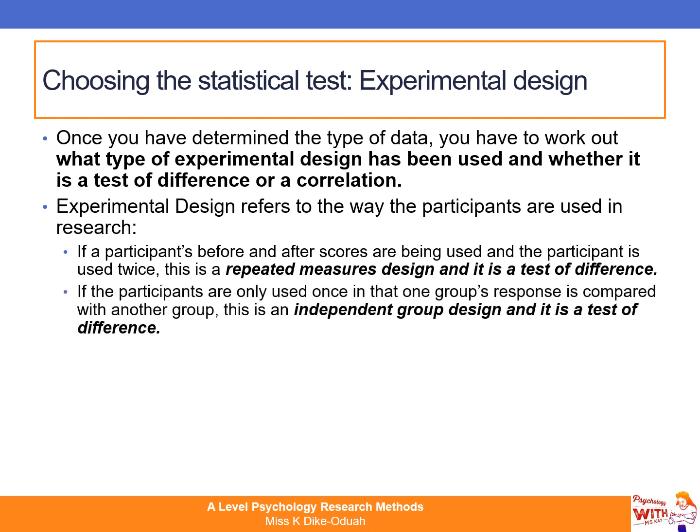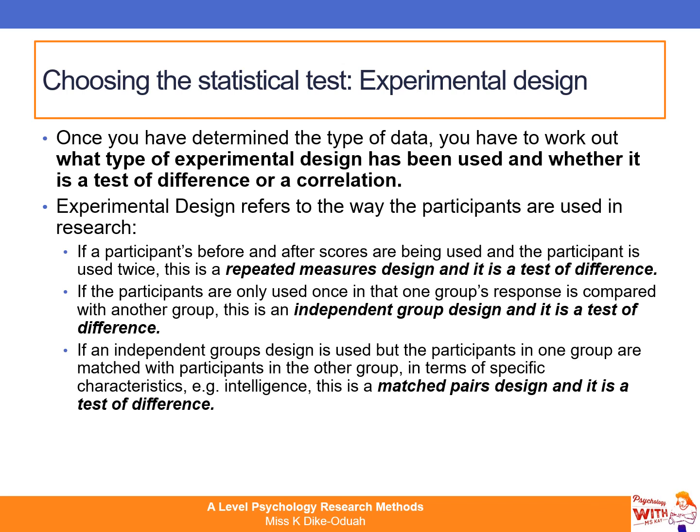If the participants are only used once in that group's condition, and you use a different set of participants for another condition, that would be an independent groups design. So it might be if I get one of my year 13 classes to do the exam in the morning and one of my year 13 classes to do an exam in the afternoon, and I compare them that way, it's independent groups because I've used a different set of participants for each level of the independent variable.